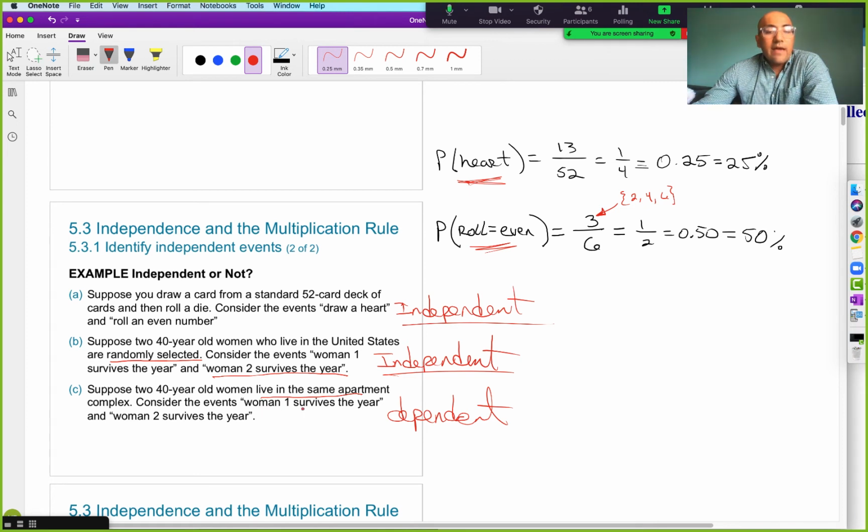The fact that she survives the year, everything was wonderful. She survived the year. It means that her building didn't catch on fire. There were no shootings in front of the building. There were no problems. So therefore, that increases the chances that woman number two also survived the year. If this woman had no problems living there, then this woman likely also had no problems living there. Not guaranteed, but it's just more likely.